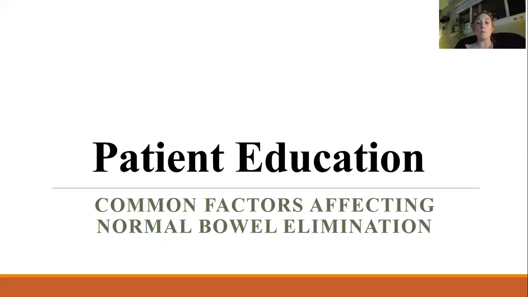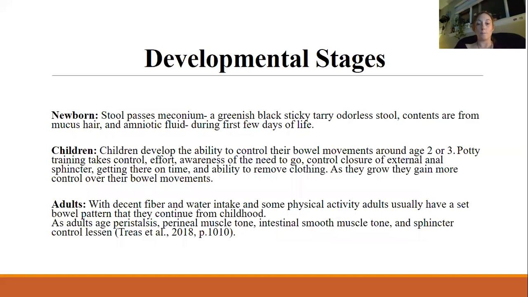Now we're going to talk about patient education about common factors affecting normal bowel elimination. Next slide. Developmental stages definitely affect it. Newborns pass meconium. It's a greenish-black, sticky, tarry, odorless stool, and its contents are from mucus, hair, and amniotic fluid. It happens during the first few days of life. After that, they go through a series of different types of stools as they grow.